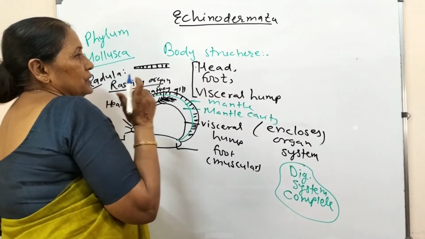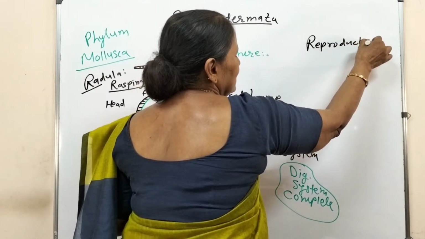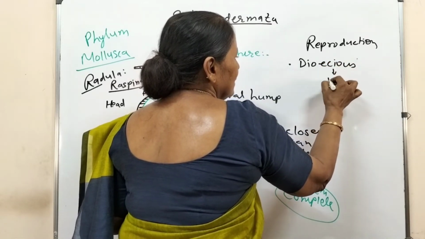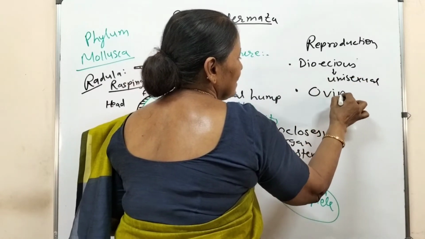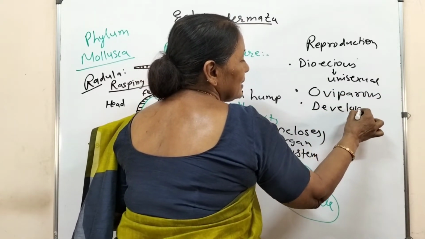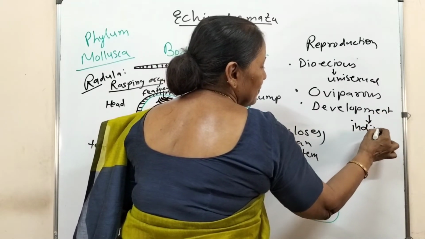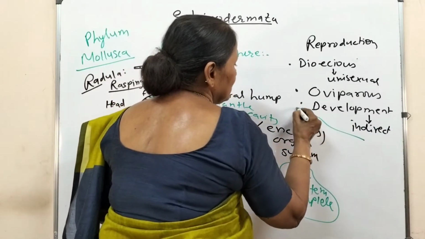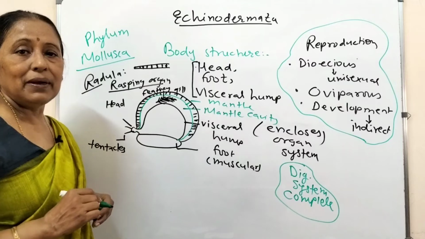Now, reproduction. In reproduction, this is a dioecious organism. Dioecious means unisexual. This is a unisexual organism and it is oviparous. The development is direct or indirect. Your book gives only indirect. Indirect means through larval stages, but there are examples of direct development also, children, like octopus. Octopus shows direct development.